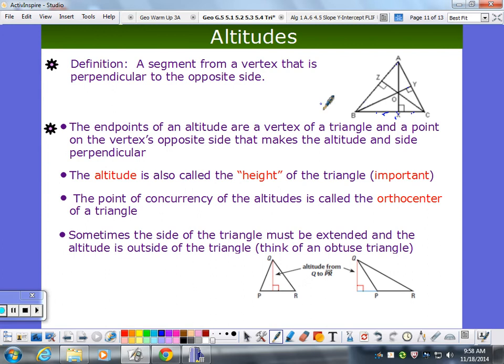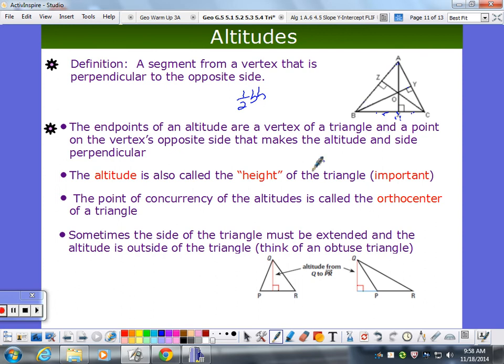The endpoints of an altitude are a vertex and a point on the opposite side that is perpendicular. The altitude and height mean the same thing. So when you're doing area of a triangle and it says 1/2 base times height, height is an altitude. Has to be perpendicular.